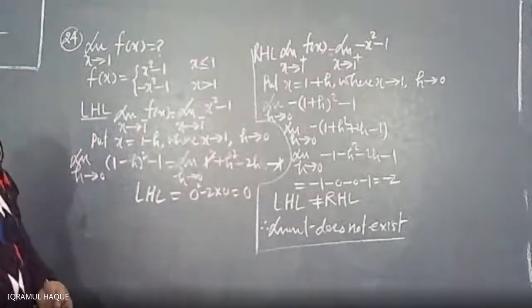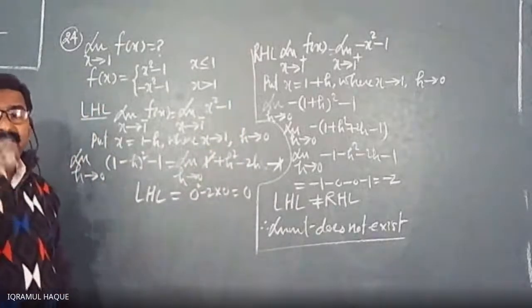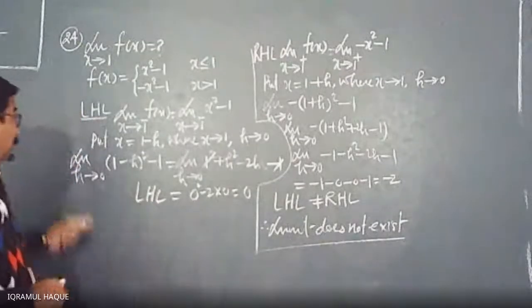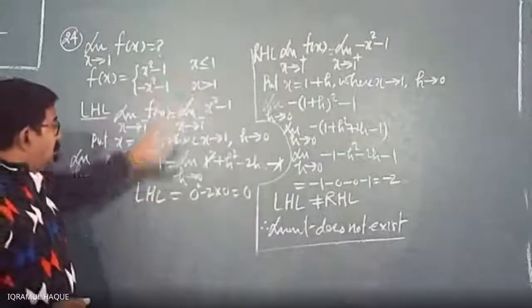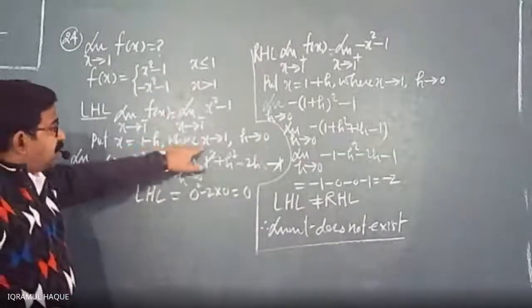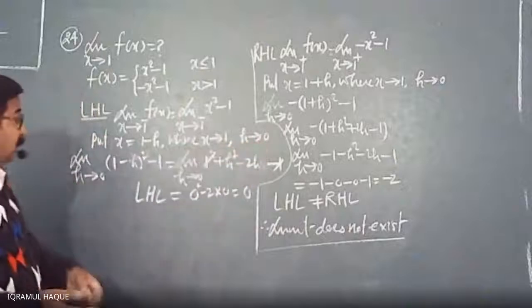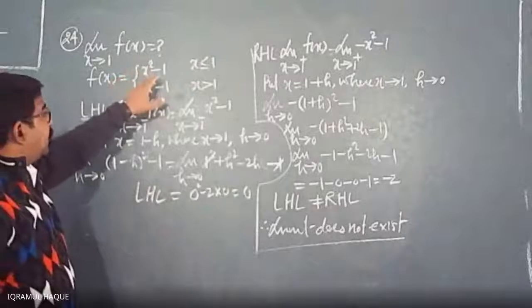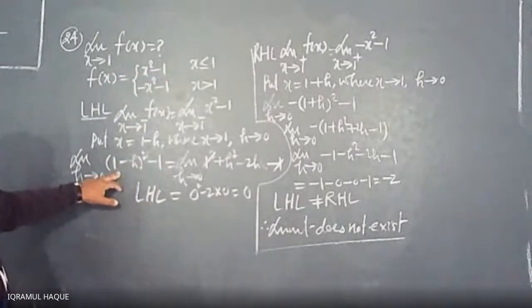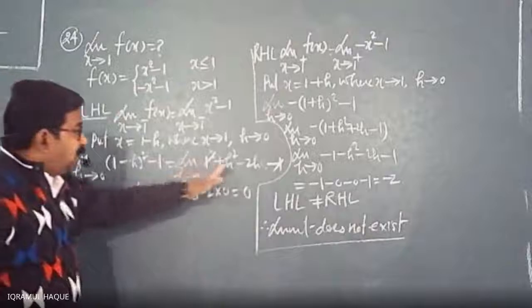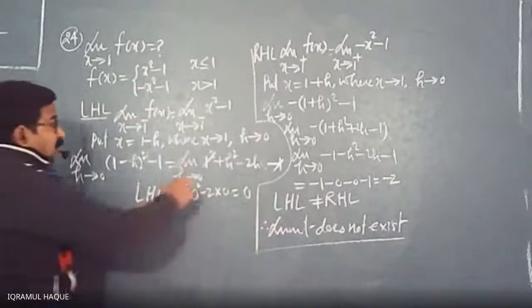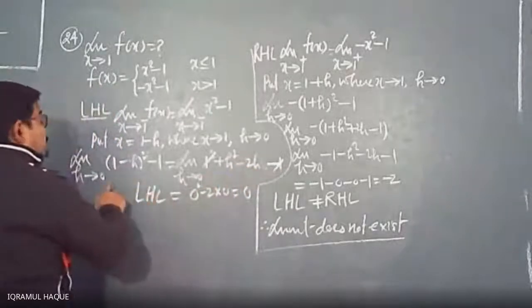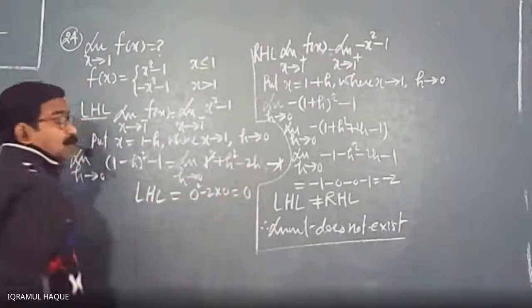Now in case of LHL, we write limit minus h. So put x is equal to 1 minus h, where x is tending to 1 and h is tending to 0. Now put 1 minus h in place of x. The function is x square minus 1, so in place of x we write (1 minus h) whole square minus 1. Break this whole square: we have 1 plus h square minus 2h minus 1. This 1 and 1 will go. Put the value of h, 0, and we have got 0.